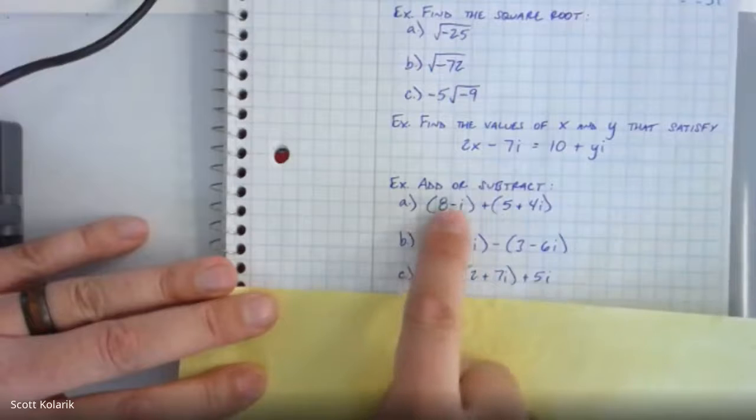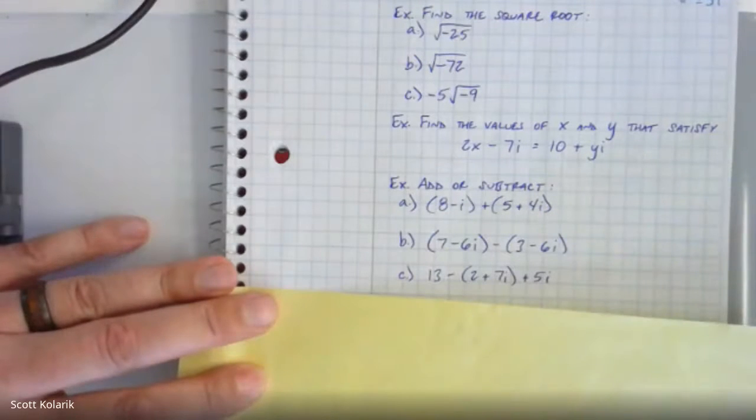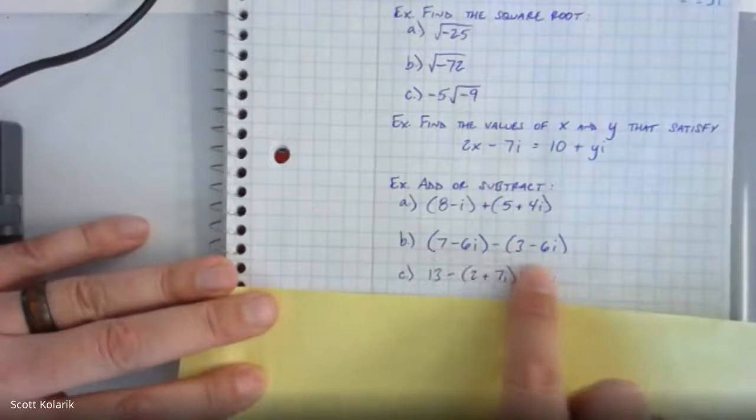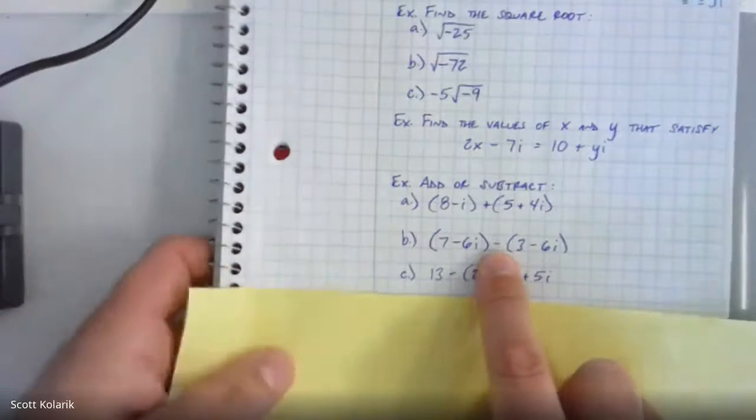I would add that negative i to that positive 4i. Really, the only thing I have to keep track of are the negatives. So let me go ahead and do part B right here, just because a lot of people tend to struggle with the subtraction of two things. So let me do this one.